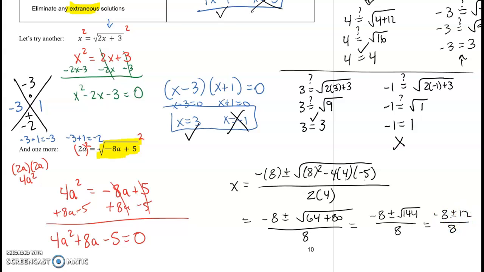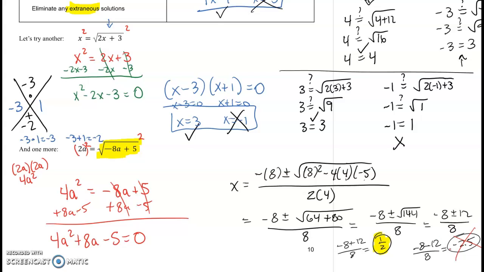So this makes it a little bit easier to simplify here. And I'm running out of space. Negative 8 plus 12 divided by 8, that's 4 over 8, that's 1/2. Negative 8 minus 12 over 8, that's negative 20 over 8, that's negative 2.5. Now, since I am out of space, here's what I'm going to do. When you plug these back in to check if they work, you're going to find that 1/2 does work. You're going to find that that negative 2.5 does not.